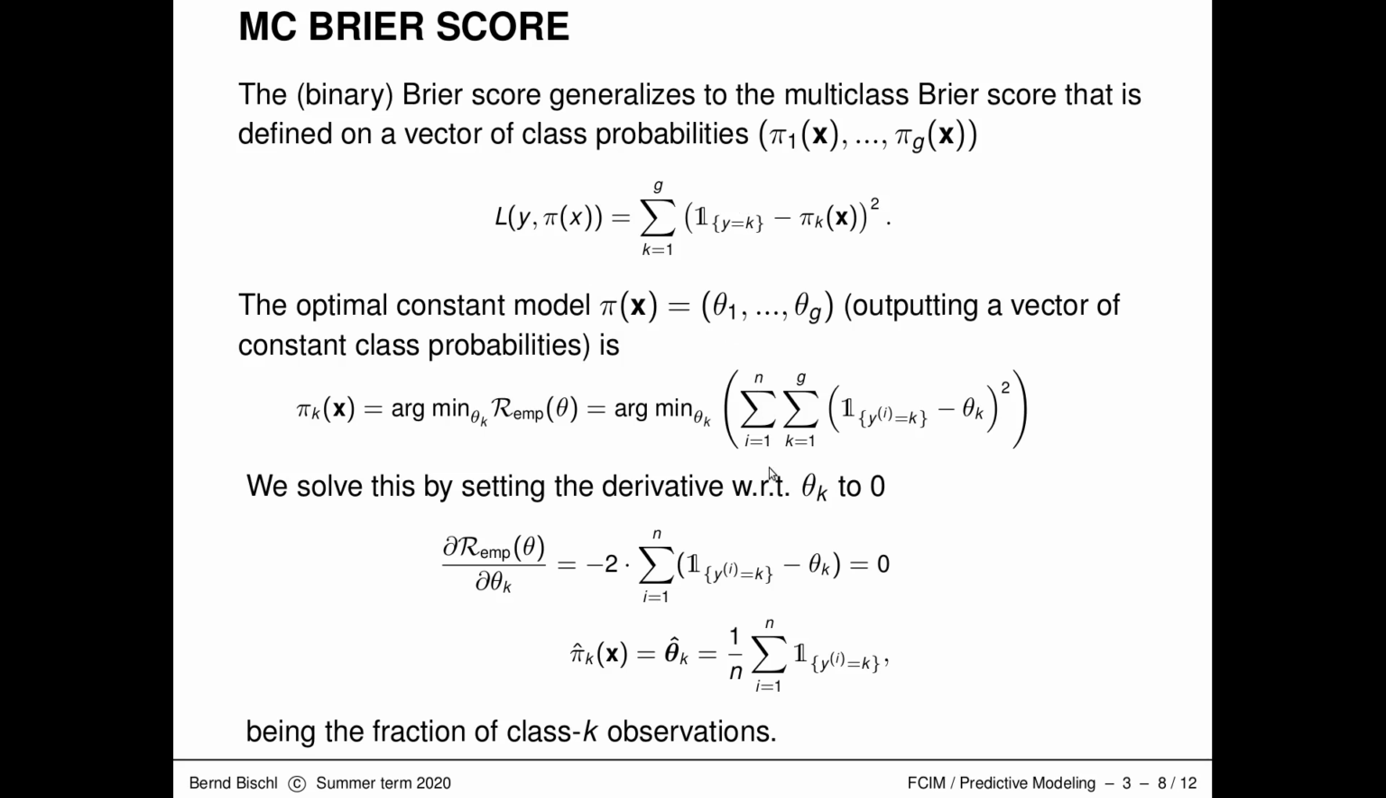And the proof is again super simple. I will not read this out. Simply compute derivatives with respect to this theta k here, set them to 0, solve for theta k, and what you will figure out is that again, completely unsurprisingly, the optimal predictor is simply the frequency of the observed classes for class k in your training data set, which you can, for example, write down like this here.